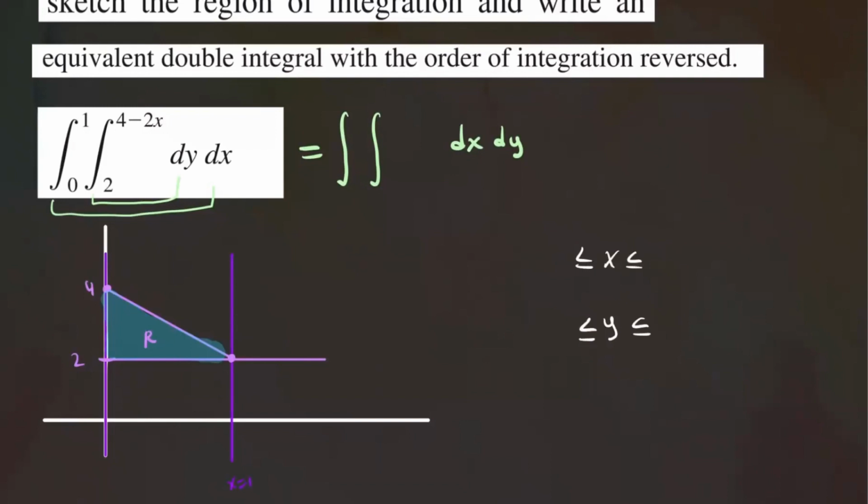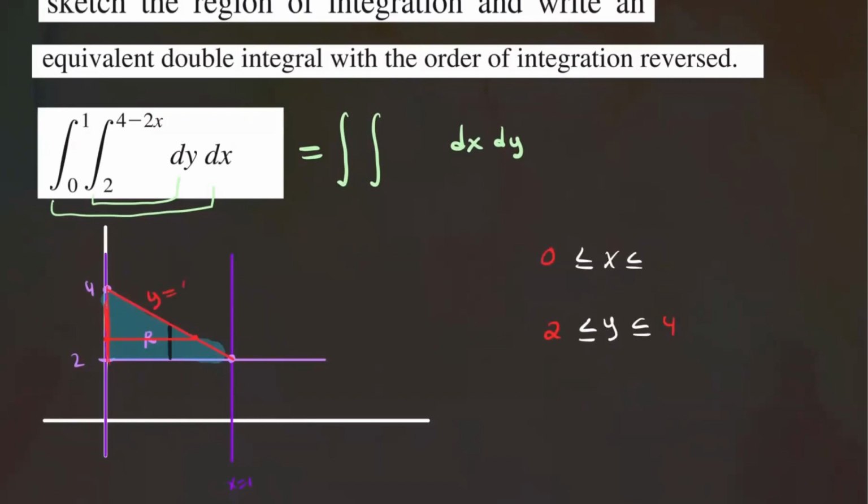Initially we're given this order: you're doing dy first and then dx. If you're switching the order, you want to go this way, horizontal. That will allow us to go from left to right, and from up to down will be the bounds on y. So our bounds on y will go from a constant to a constant, from 2 to 4, but our bounds on x will go from a function to a function. This would be the left curve, which is x equals 0, but the right curve will be this line right here. So we need to find the equation of that line.